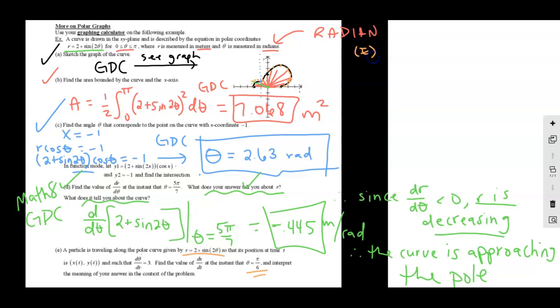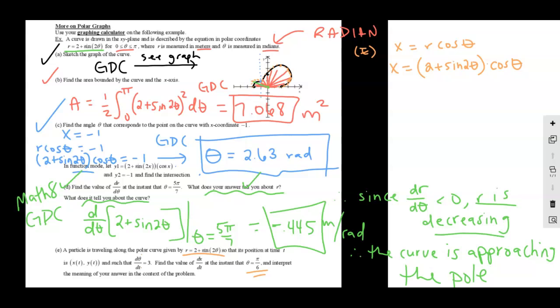Let's do part E up here. I know x is r cosine theta. So let's plug it in. X is going to be, plug in the r value, 2 plus sine 2 theta, and then times cosine theta. That's what x is equal to. Now, the problem is that that doesn't have t's. I can't take the derivative with respect to t if there's no t's.